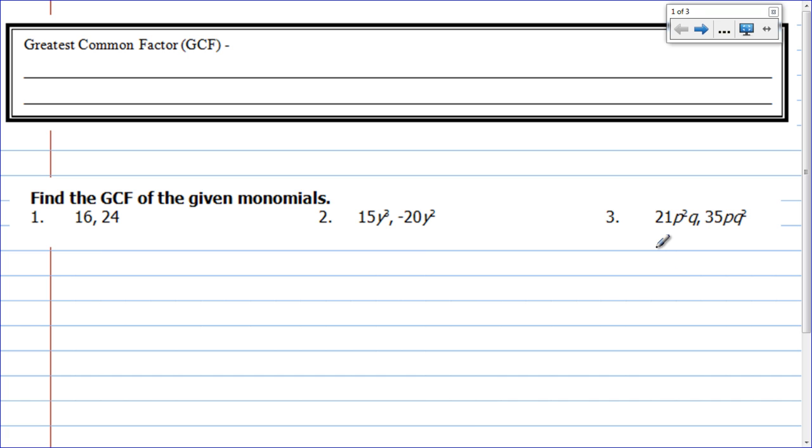Finding the greatest common factor of two numbers is something you probably did in elementary school, but now we're going to add variables to the mix, and it's going to change things a little. So first of all, greatest common factor, here's your definition. It is the largest number that will evenly divide a set of numbers.